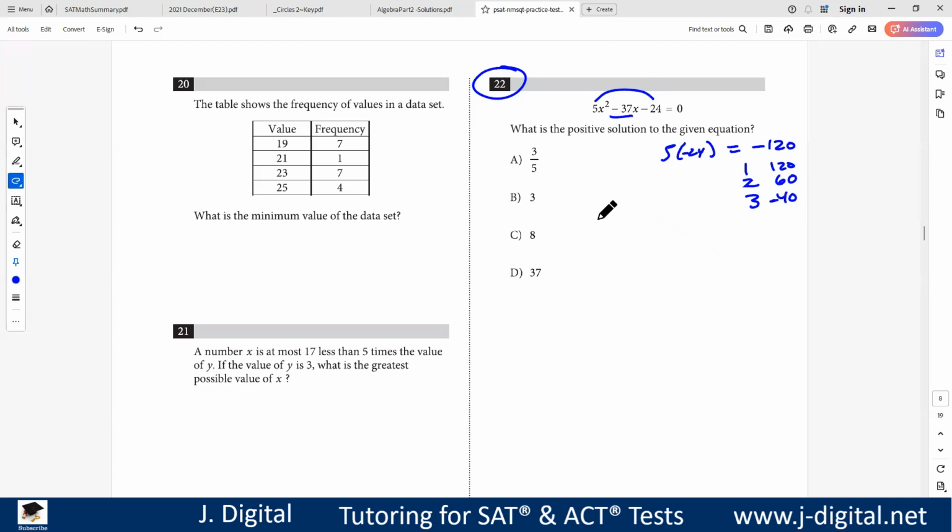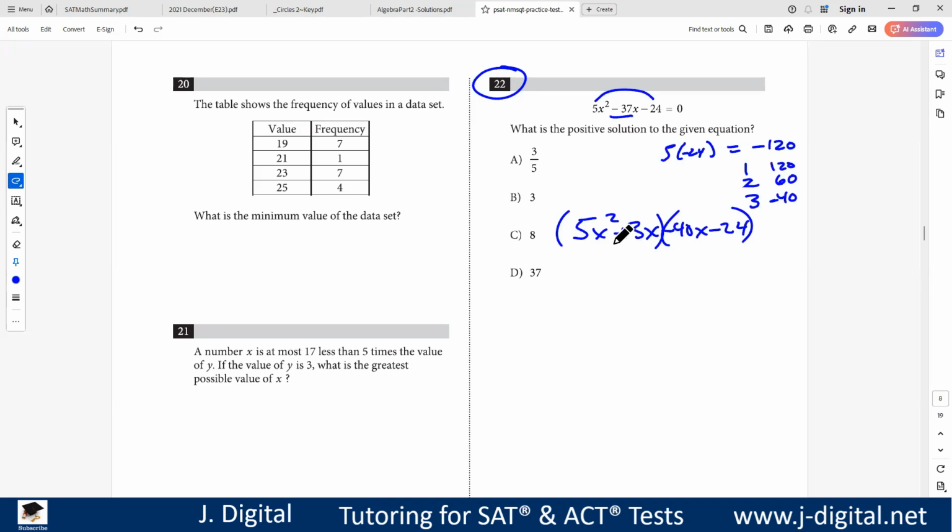All right, now we're going to rewrite our equation using those two numbers, 3 and negative 40. We're going to replace the negative 37x with 3x and negative 40x. Okay, so it still equals the same thing. That still equals negative 37x in the middle. All right, now we want to group the first two and group the second two.